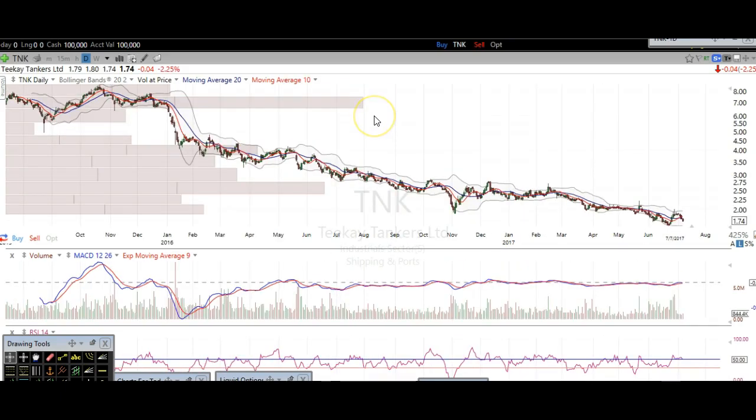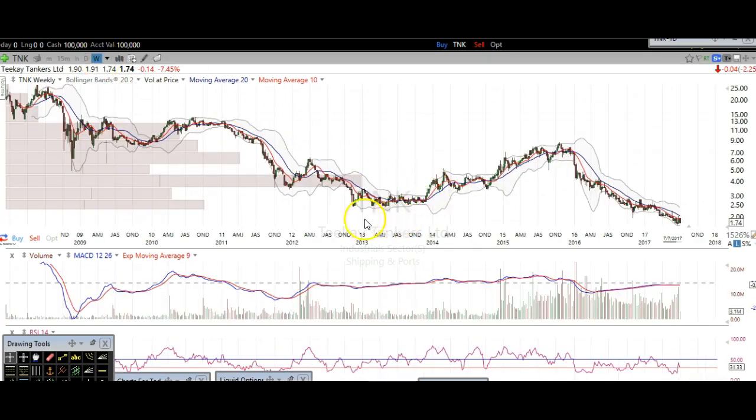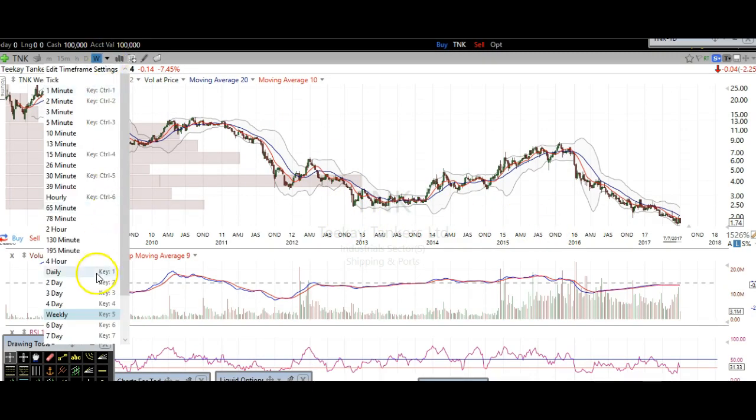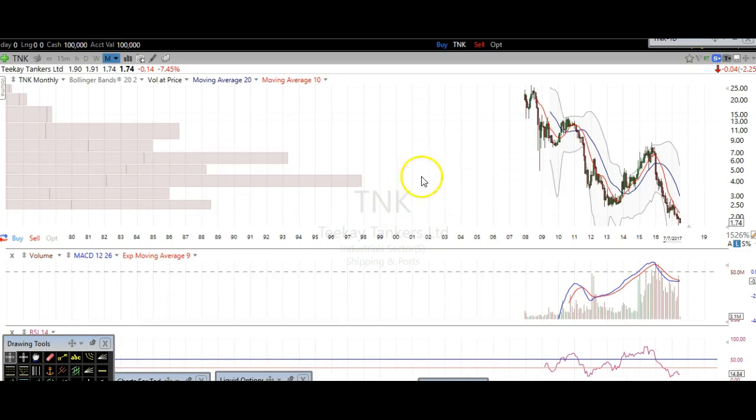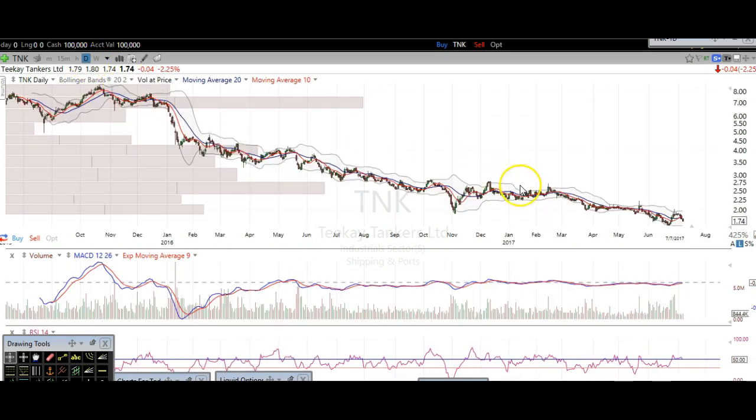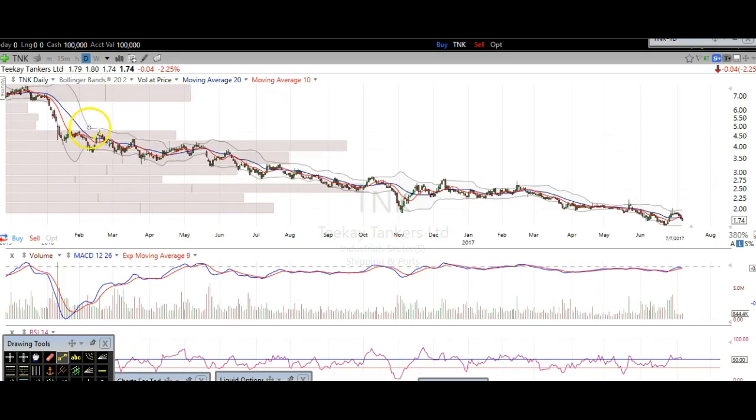So TNK, this is just a simple, easy downtrend for you. I'm going to look at the weekly chart. Yeah, so we're at all-time lows. Well, let me look at the monthly chart just in case. Okay, yeah, so we're at all-time lows here. This is just a very, very bearish chart here. So that's all you really need to know. You can see it's really respecting that angle.